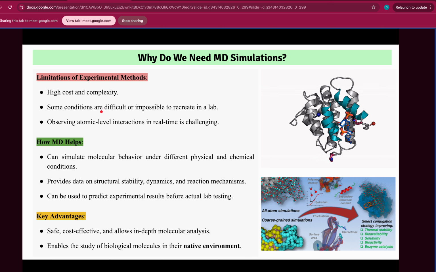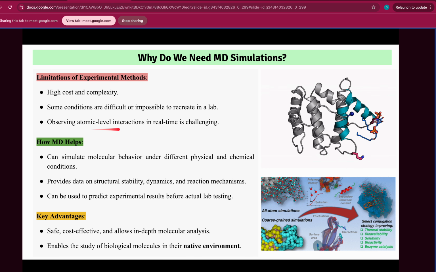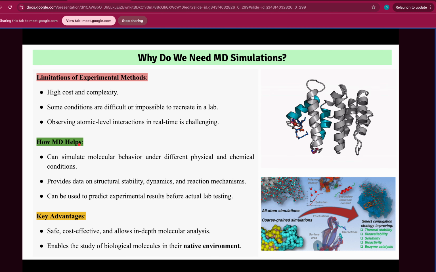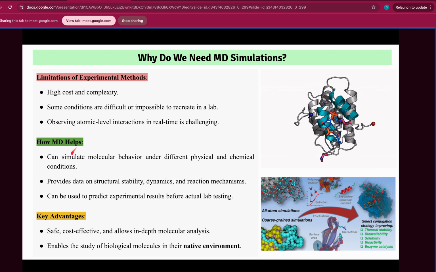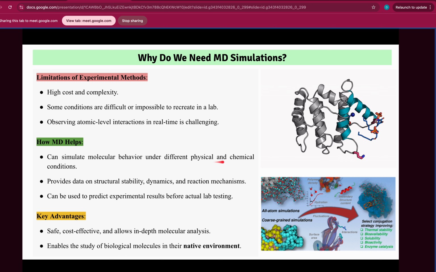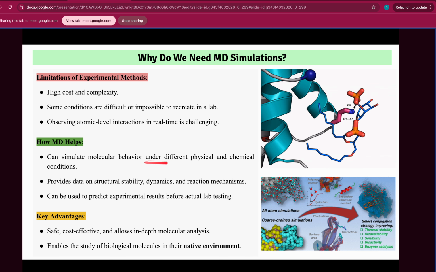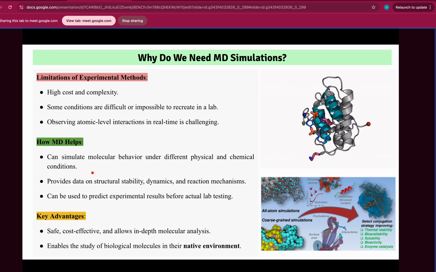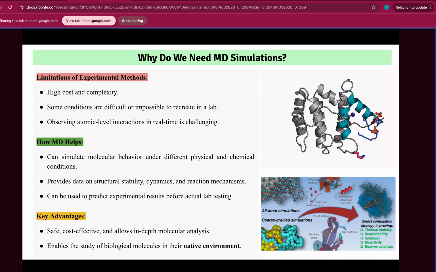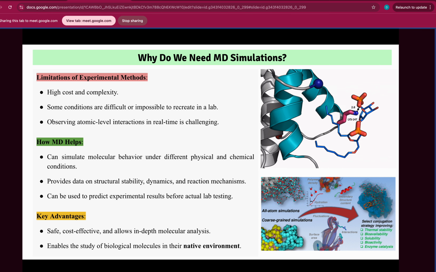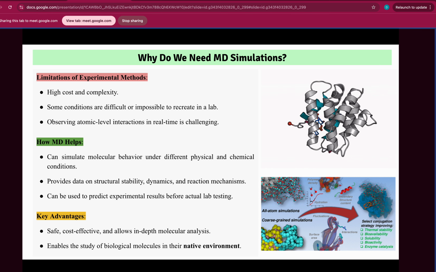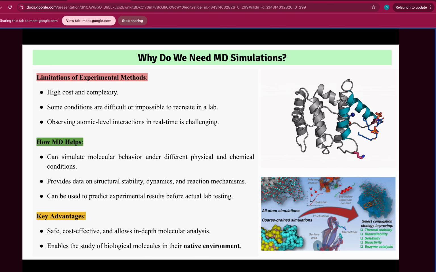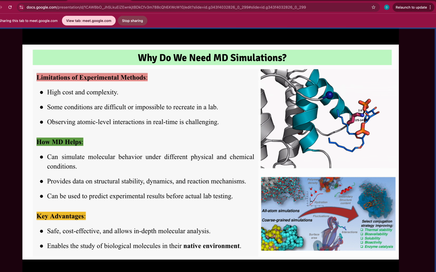For which we need MD simulations. And then observing atomic level interactions in real time is also quite challenging. So how does MD simulation help in this? We can simulate molecular behavior under different physical and chemical conditions. These conditions, the control is in our hand. So we can alter these conditions and we can see how the molecule is behaving differently in different conditions. And if we need to perform it in wet lab conditions, then it's quite complex and it will take a lot of resources. So that's why MD is better than the wet lab experiments.